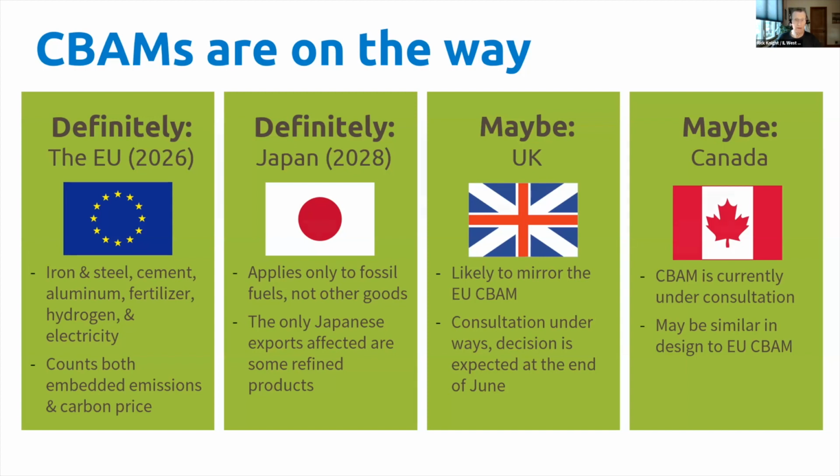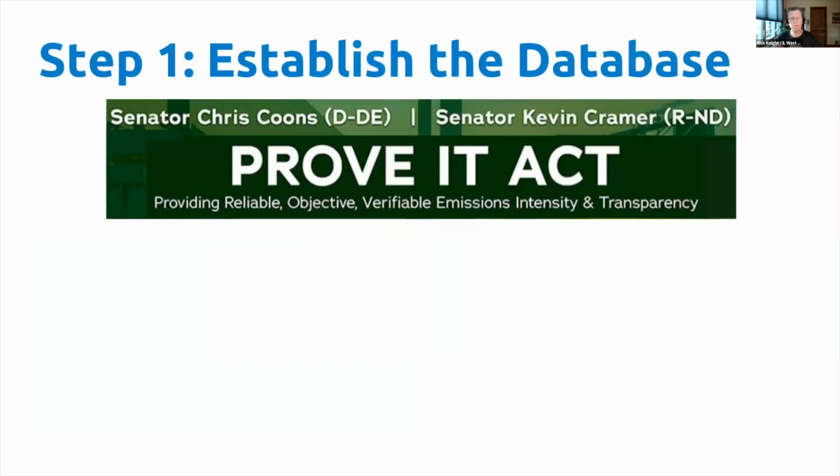Okay, where's my next slide? There we go. So that brings us to what is afoot in the US Congress. Senators Chris Coons and Kevin Cramer have introduced the Prove It Act. That bill, if passed, would develop a database of emissions intensities, which is really needed to move ahead. Now, note that the EU is doing exactly that during the first 3 years of their CBAM program.